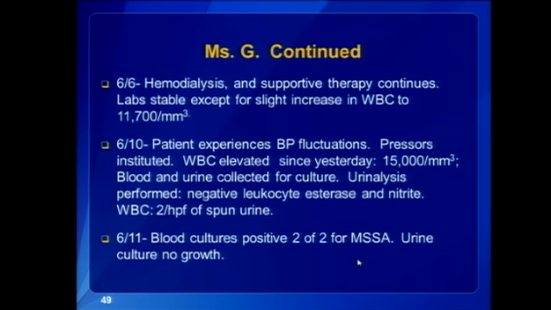On the 6th, the patient's on hemodialysis and they're continuing supportive therapy. Her labs are stable except for a slight increase in her WBCs to 11.7. On the 10th, she experiences blood pressure fluctuations. Pressors are instituted. Her WBCs are elevated since yesterday at 15,000. They collect blood and urine for culture, do a UA, which is negative for both leukocyte esterase and nitrite, and has 2 WBCs per high power field of spun urine. On the 11th, the blood cultures are positive, 2 of 2 for MSSA, and her urine culture is no growth.